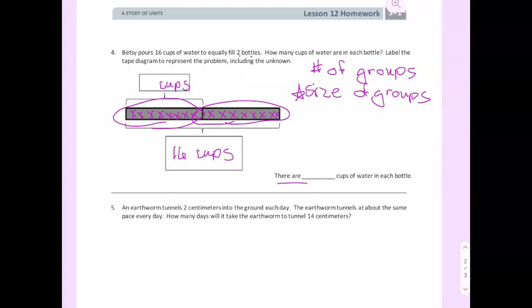So down here it says there are blank cups of water in each bottle. So let me count. 1, 2, 3, 4, 5, 6, 7, 8 cups in each bottle. It doesn't tell us to do this, but I'm going to write a division sentence that says 16 cups of water divided by 2 bottles is equal to 8 cups in each bottle.